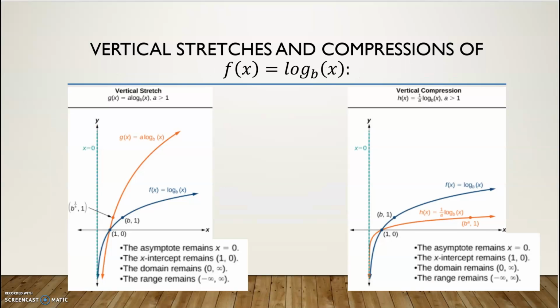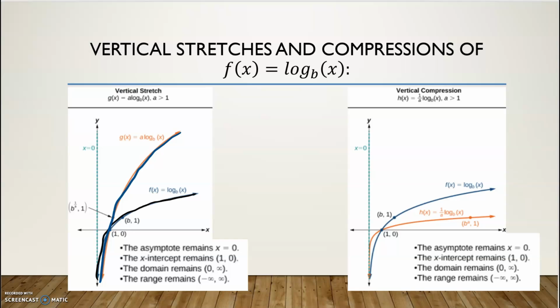Okay, so here is a couple of examples of a vertical stretch and compression. So here is our original function, just log of base b of x. So when we have a greater than 1, well then it's going to stretch it upward. Notice how the y values are increasing faster when we have a vertical stretch. Okay, like it is doing right here. So there is a times log of base b of x. So the y values are moving more rapidly than it did for just log of base b of x.